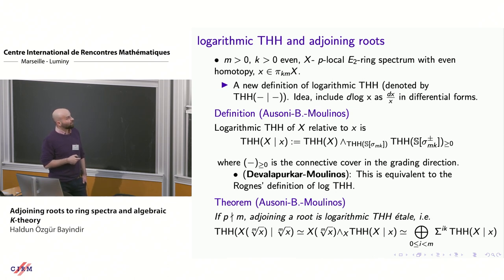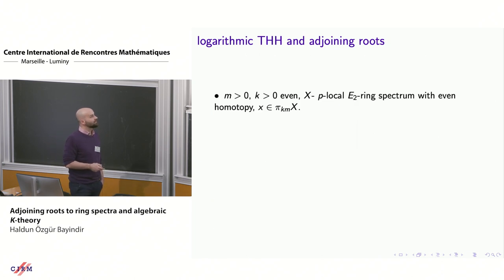So when p doesn't divide m and when X is p-local, we say root adjunction is logarithmic THH étale, because log THH behaves the way THH behaves when you have étale extensions. In other words, log THH of X adjoin root is just given by log THH of X with a base change. And because X adjoin root is just the shifted copies of X, you immediately obtain that log THH of X adjoin root is given by log THH of X shifted copies. So that gives you a complete description of log THH of X adjoin root in terms of log THH of X.